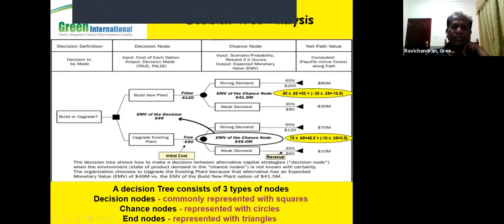In the second case, upgrading the existing plant, I'm looking at the two risks, strong demand and weak demand. I'm looking at the percentage of happening and the impact, and calculating the EMV value. It comes to about 49 million. So both are positive in this case as well. What's the best decision? I go for the highest positive value. My benefit is 49 million. So it is better to go with the decision of upgrading the existing plant. That will be more beneficial for us. By knowing the EMV value for each risk, it is easy for us to take decisions appropriately.